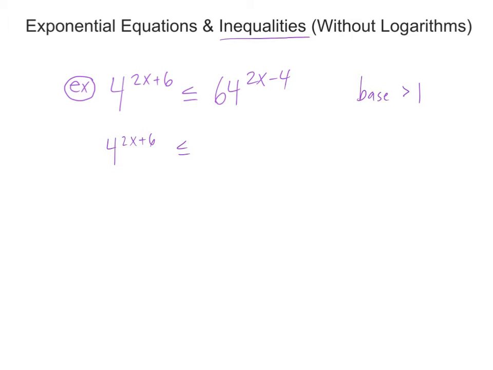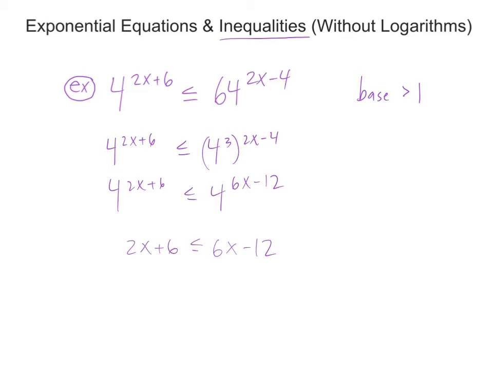Now 64 is 4 to the third. So 3 times 2x minus 4 is 6x minus 12. And since the bases match, and since the base is greater than 1, I can just drop the base. And now I've got a nice simple inequality.